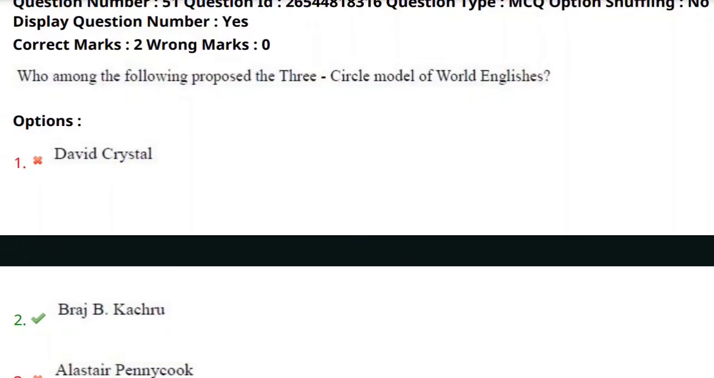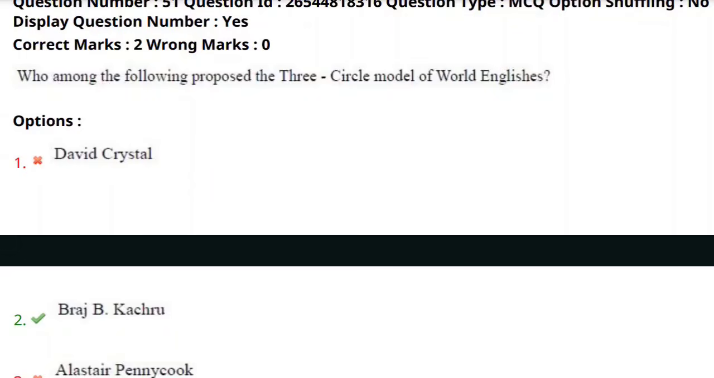If you have pen and paper, please note down the details of the three-circle model of world Englishes, which was proposed by Braj B. Kachru, and the three circles are inner circle, outer circle, and expanding circle. The inner circle includes the countries where English is the primary language. The countries are UK, USA, and Australia. The outer circle is where English is the official language due to the colonial history, and the countries present in the outer circle are India, Singapore, etc.